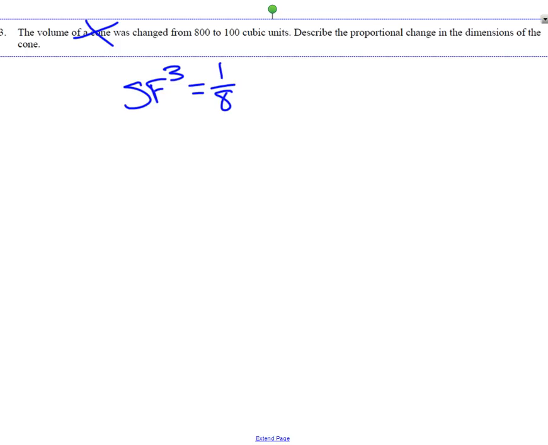So now to find just the scale factor, what do we need to think about? We say what number times itself 3 times is equal to 1/8, which is 1/2. That's why we made that chart the other day that had 2 cubed is 8, 3 cubed is 27, because those numbers are going to come up again and again and again.